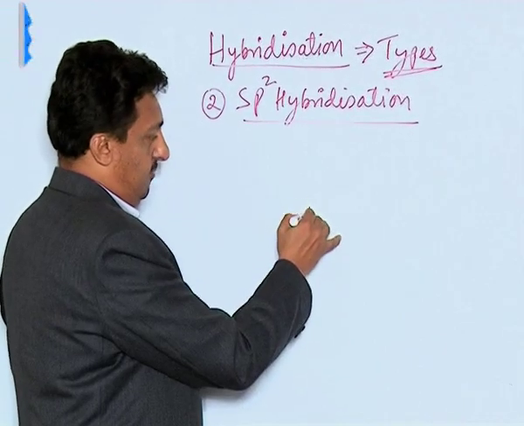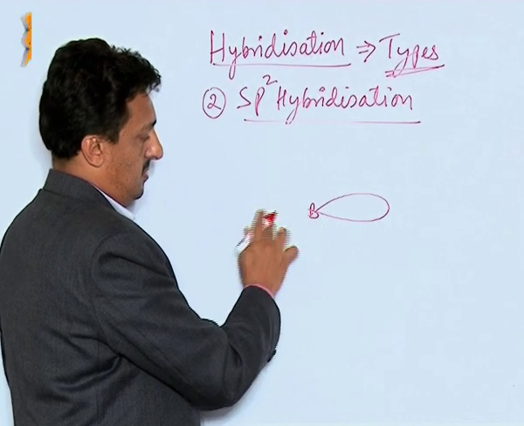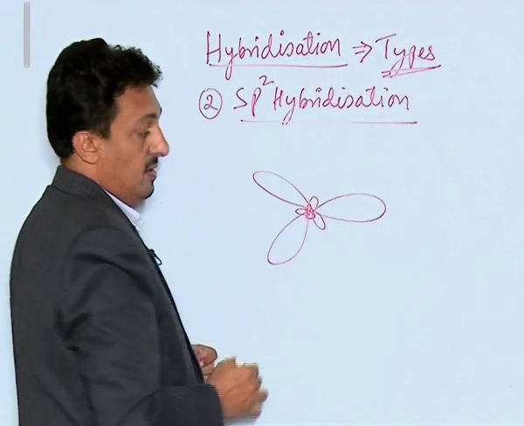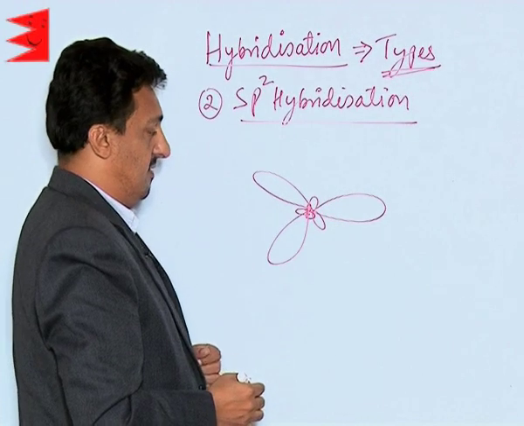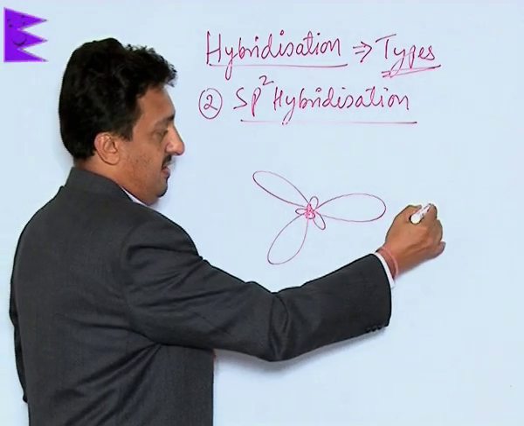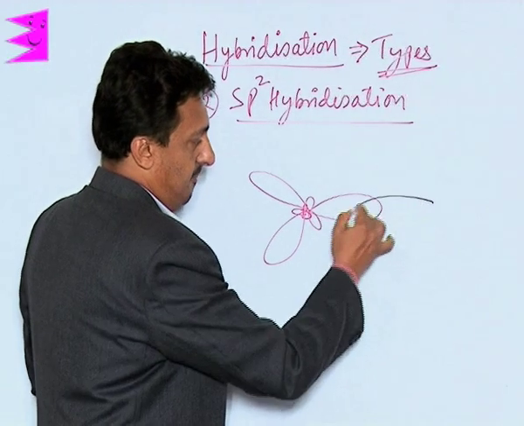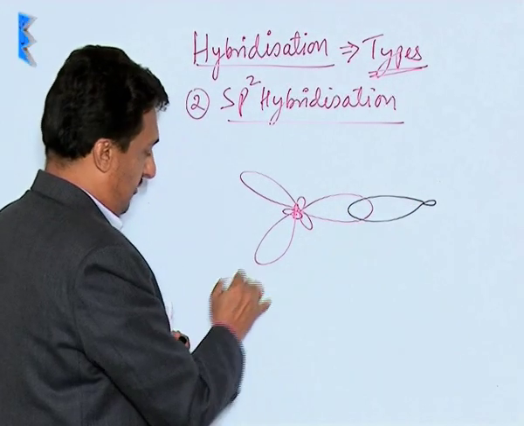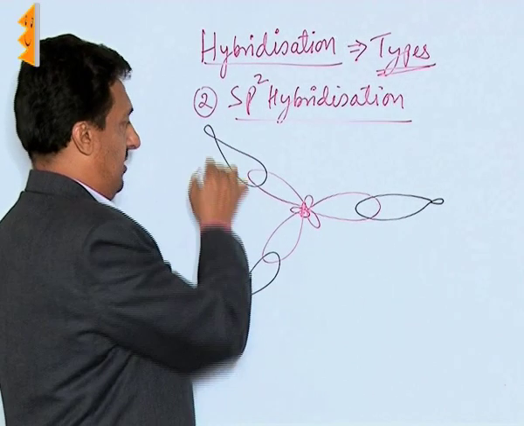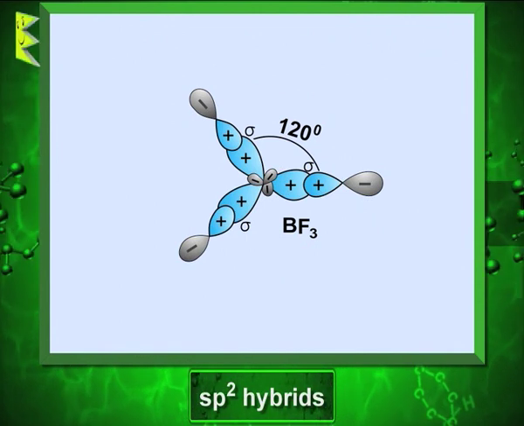Suppose this is the boron central atom, which is having sp2 hybridized orbitals. From here what we notice in this case is one fluorine overlaps here like this, another fluorine overlaps here like this, another fluorine overlaps here from this side like this. So these are the 3 fluorines we can have overlapping like this.